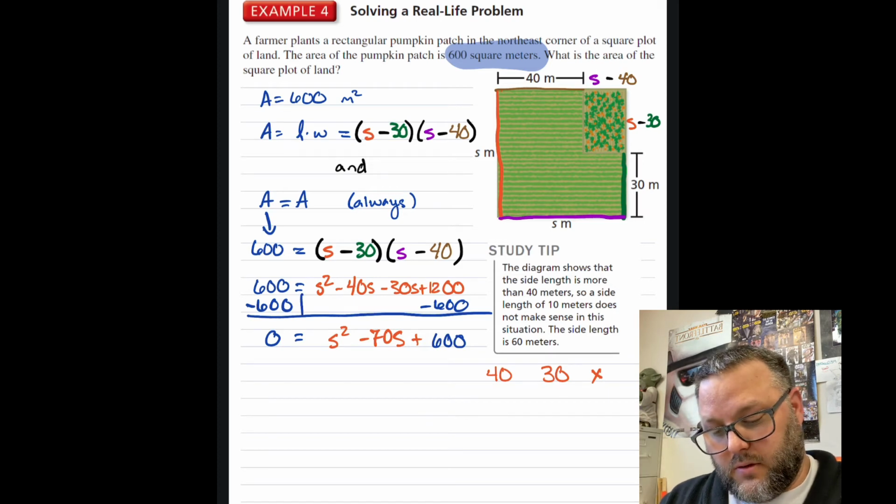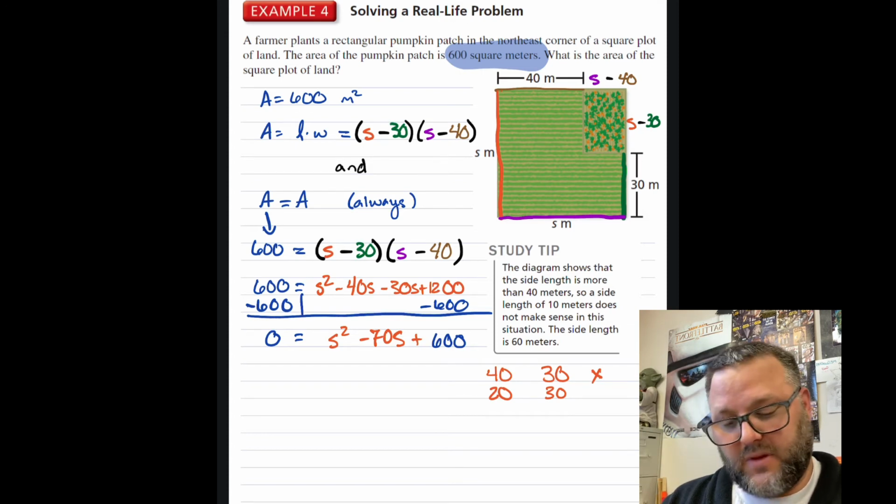What I do know is 20 and 30 multiply up to 600, but they add up to either 50 or, if they're both negative, negative 50. So I cannot use these. So we do 10 and 60.